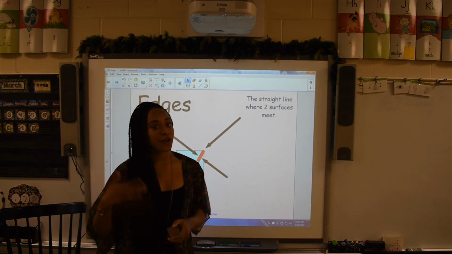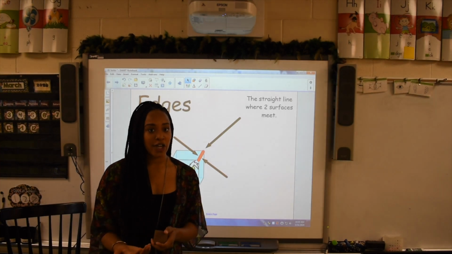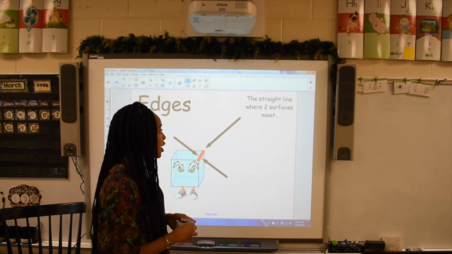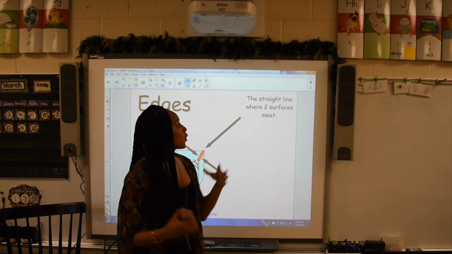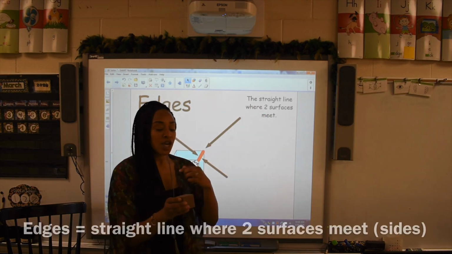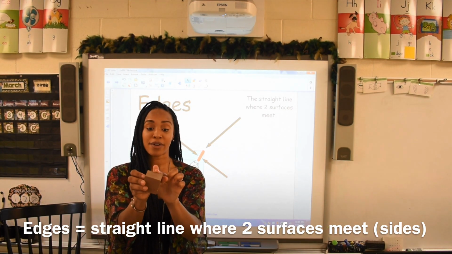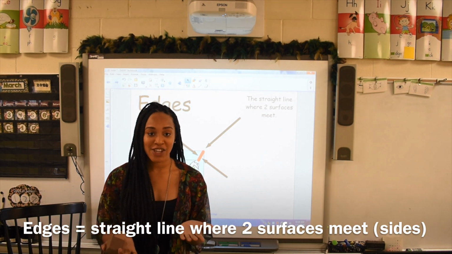Now edges, if you're familiar with 2D shapes, the edges are kind of like the sides of this 3D shape. An edge is the straight line where 2 surfaces meet. So these straight lines of a 3D shape are called the edges.